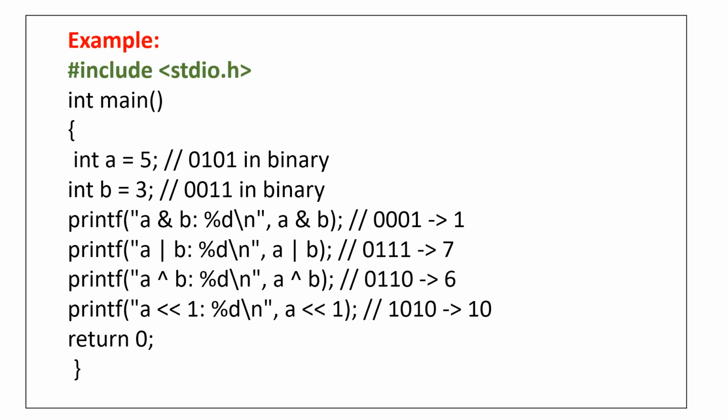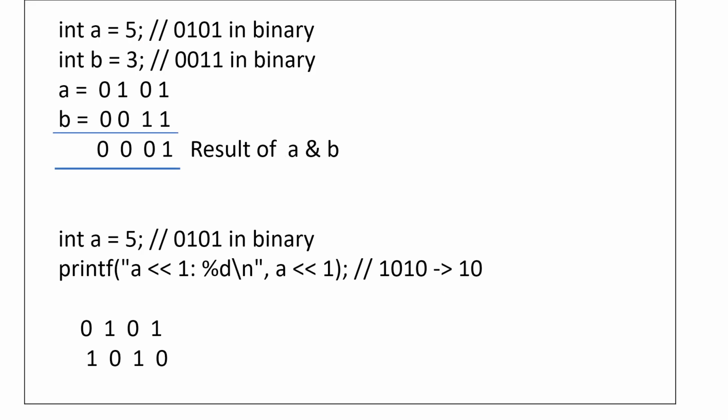Again, this is an example for bitwise operators in a small program which explains the use of bitwise operators. This is the symbol for bitwise AND. A value is 5 and B value is 3. As I earlier explained, it operates at the bit level. So it will take the binary value of 5 and binary value of 3 and perform the AND operation. In the same way, OR operation, XOR operation, shift left operation.